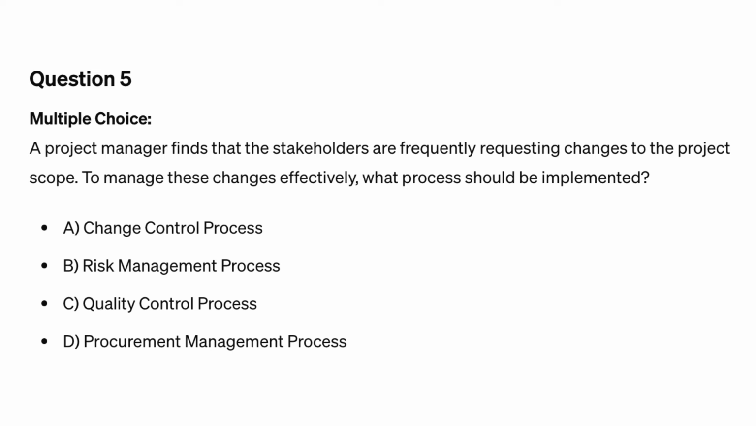Question 5. A project manager finds that the stakeholders are frequently requesting changes to the project scope. To manage these changes effectively, what process should be implemented? A. Change control process. B. Risk management process. C. Quality control process. D. Procurement management process.